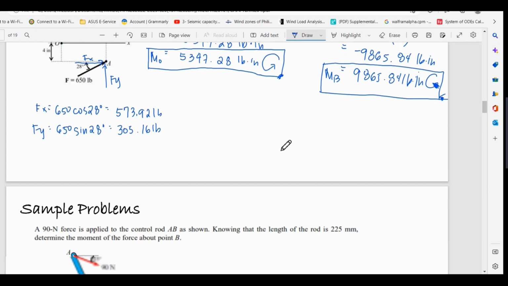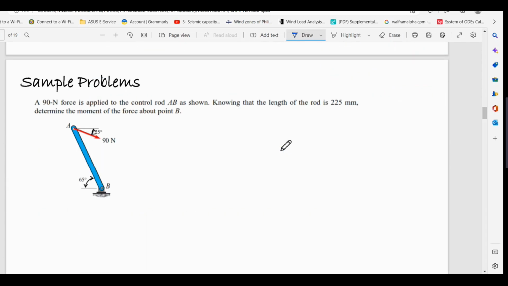Okay, so proceed na tayo sa next example. A 90 Newton force is applied to the control rod AB as shown. Knowing that the length of the rod is 225 mm, determine the moment of the force about point B. So, gamitin ulit natin dito yung tangential tsaka yung normal component of our force. So, pag sinabi natin ulit tangential, the force is lying on the axis.